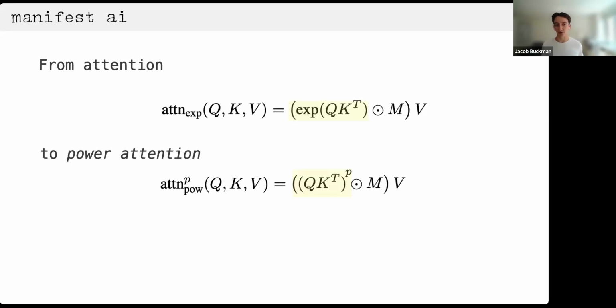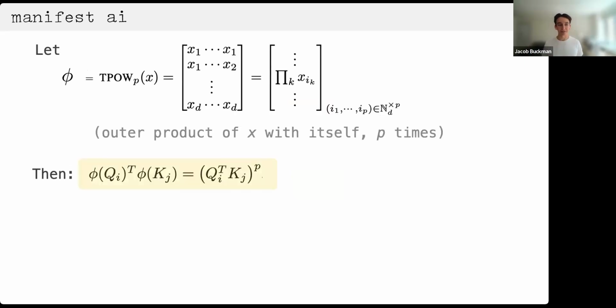So now we're going to start, as before, with regular exponential attention and go to something that we call power attention. So just replacing the exponentiation with raising that QK^T inner product to the power p. And this doesn't immediately seem like it would provide any computational benefit. But it turns out that raising it to a power p can be interpreted as a form of linear attention. And here's how. If you let phi be this function t-pow, the tensor power, which is equivalent to taking the outer product of its input with itself, p times, then you can actually derive this really cool identity.